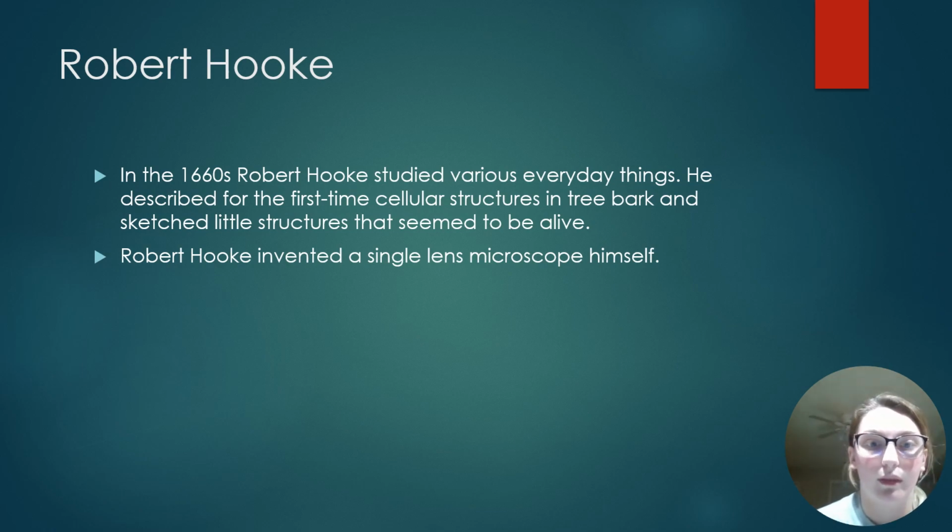Robert Hooke. In the 1660s, Robert Hooke studied various everyday things. He described for the first time cellular structures in tree bark and sketched little structures that seemed to be alive. He did tests on multiple things, household items, trees, just random things he would swap and do different tests and research on. Robert Hooke invented a single lens microscope himself.